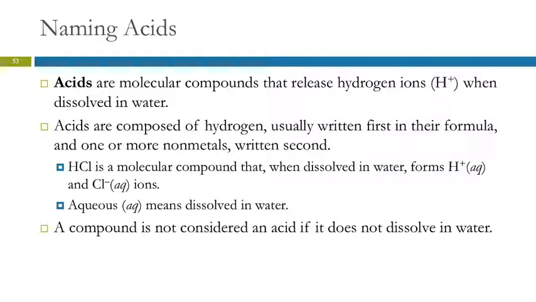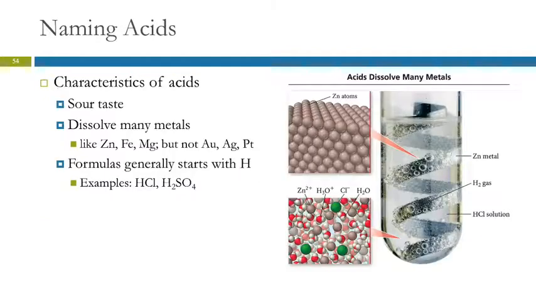Some characteristics of acids. Acids have a sour taste. They will dissolve many metals, not all metals. Here's an example of zinc metal dissolving in hydrochloric acid. And so we see this bubbling hydrogen gas being formed, and this zinc strip is going to gradually disappear. It's dissolving. The formulas of acids generally start with an H, so like HCl, H2SO4.